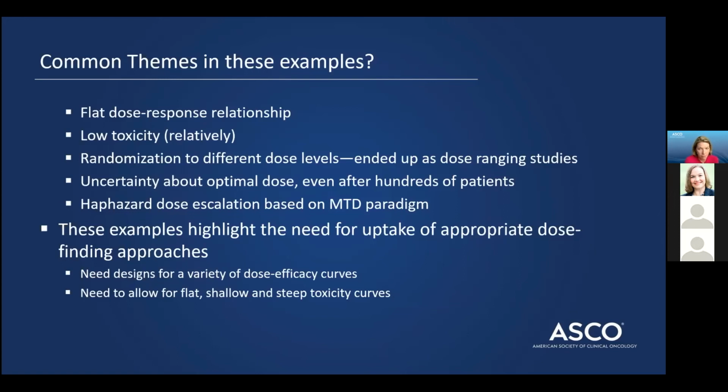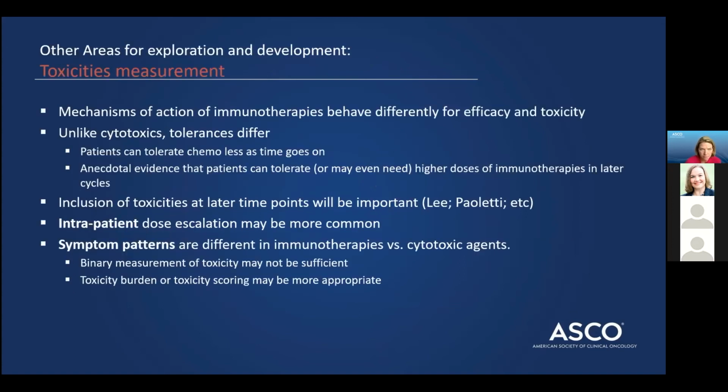So to me, this highlights the need for uptake of appropriate dose finding approaches that allow exploration of a variety of dose efficacy curves, or I guess I should just say a model that allows a variety of dose efficacy curves that would include flat, shallow, or steep toxicity curves as well. So we have a number of designs available, but what we really have, I think, is a problem of uptake of many of these designs.